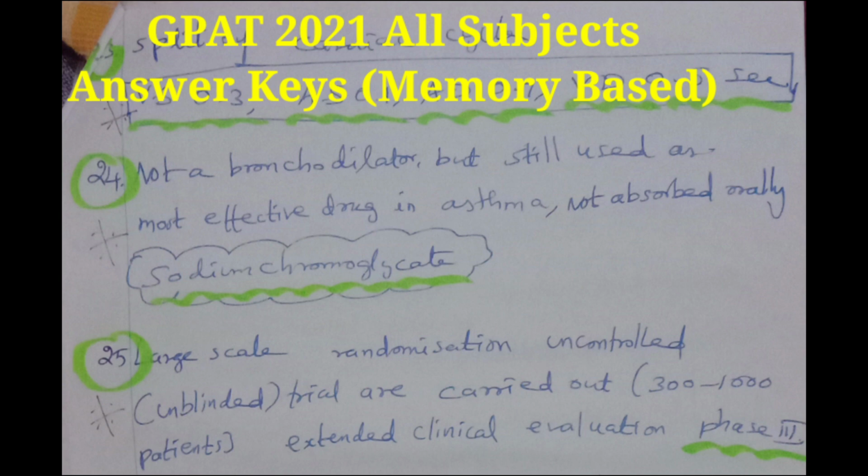Next question related to cardiac cycle. Split of cardiac cycle: Vs 0.3 seconds, As 0.1 second, Ad 0.7 second and Vd 0.5 second. The next question, which one is not a bronchodilator but still used as the most effective drug in the treatment of asthma? It is not absorbed orally. The drug name is sodium cromoglycate. The next question, large scale randomized uncontrolled or unblinded trial carried out in 300 to 1000 patients for extended clinical evaluation is clinical trial phase 3.